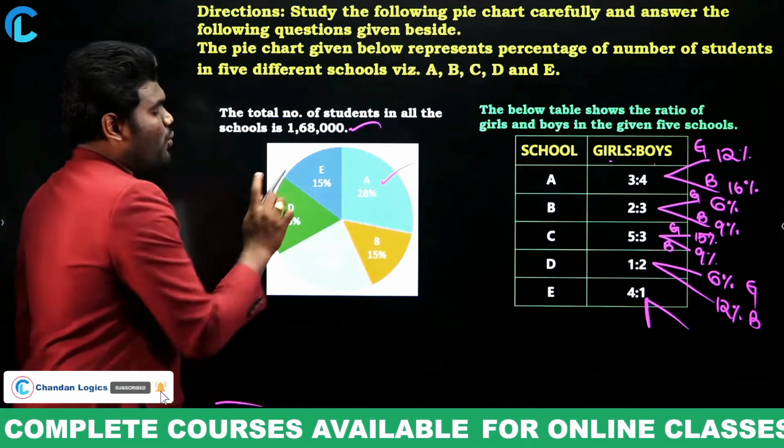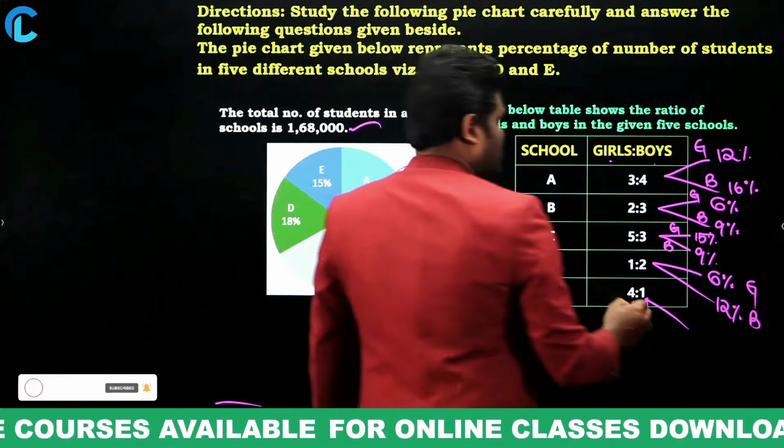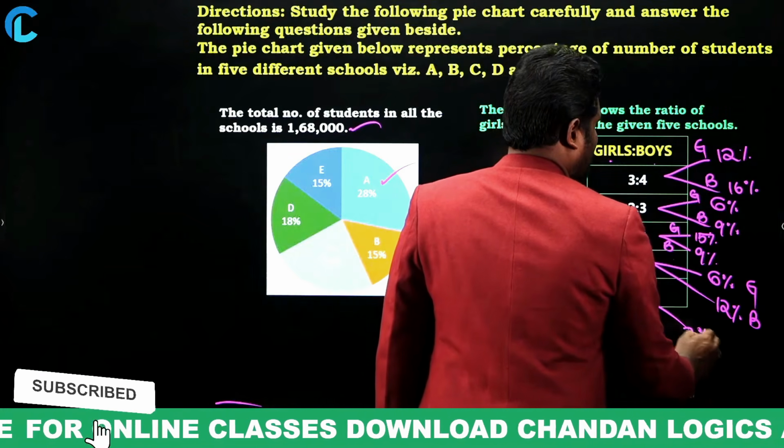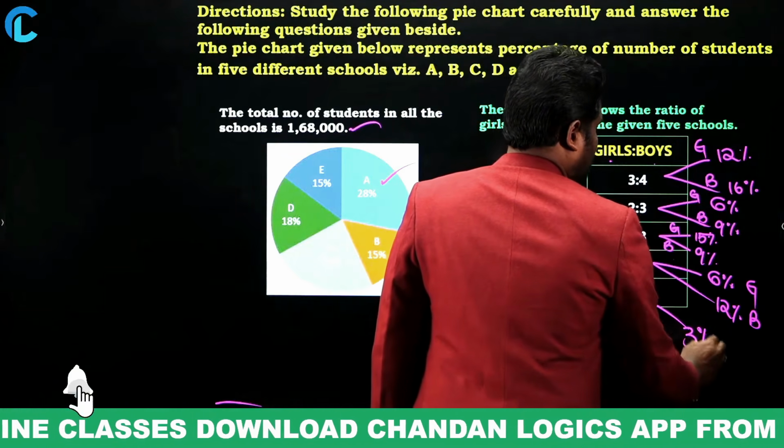5 parts is 15, which means 1 part is 3. 1 part is 3, so 4 parts will be how much? 12. 1 part will be how much? 3. So this is girls, this is boys.